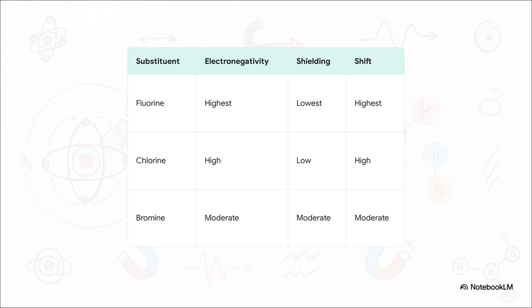As the absolute most electronegative element, when it attaches to a methyl group, it violently steals that electron density. This results in the lowest expected shielding, and therefore, the absolute highest chemical shift for those protons. Now, chlorine is slightly less electronegative, so the shift is high, sure, but not quite as high as fluorine. Bromine is even less, giving us a more moderate shift. It's a perfect, elegant trend. As electronegativity goes up, shielding goes down, and the chemical shift rises.